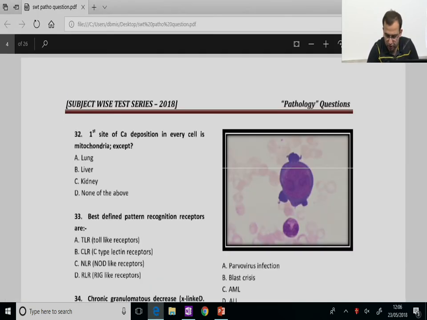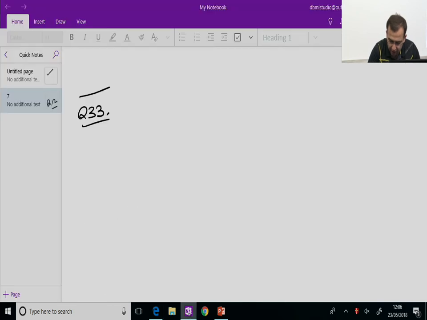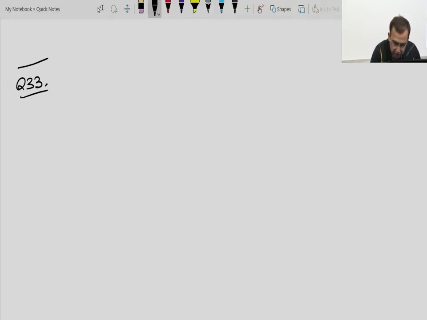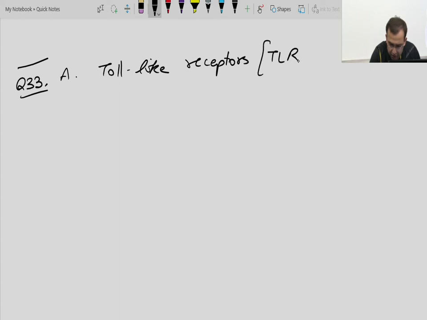Next, question 33. Best defined pattern recognition receptors are, and the answer is A, toll-like receptors. The best defined pattern recognition receptors are toll-like receptors, TLRs.